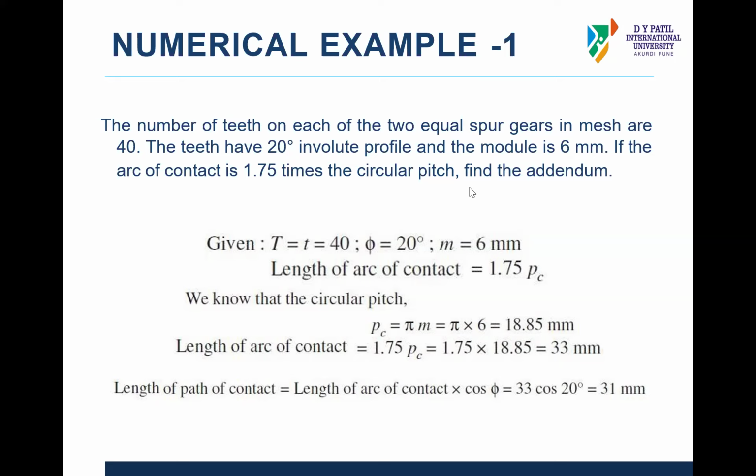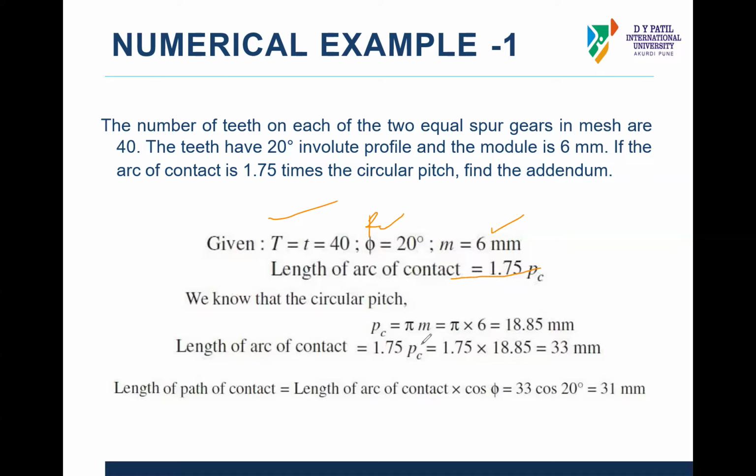So the number of teeth are the same for pinion and gear, so you can take T value, that is 40. So this T is 40 for pinion and gear. Then pressure angle is given, so this pressure angle value is 20 degrees. Module is given, 6 mm. And the condition is given that the length of arc of contact is 1.75 times circular pitch.